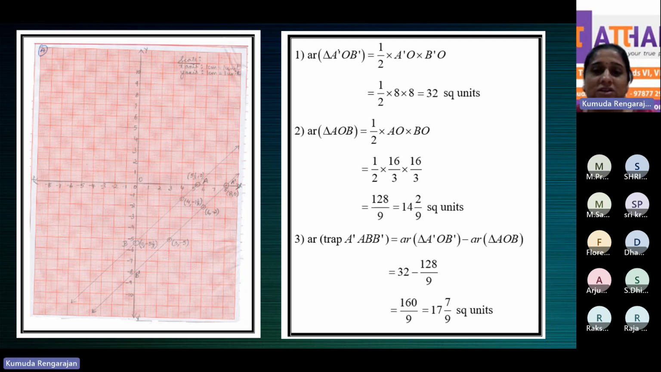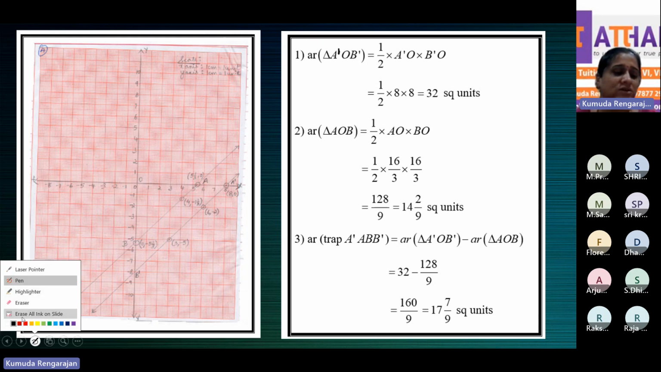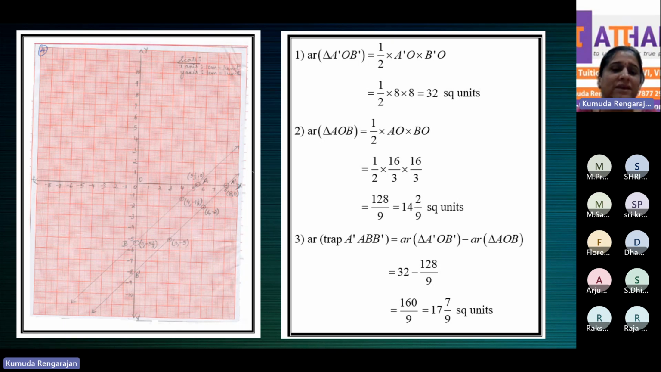This is A dash, children. It's not that you should call it A dash, you can call it A, B, C, D. Don't think they should be called A dash and all that. I've just called the lines A, B and A dash, B dash. See, this one is A, B, and this one is A dash, B dash. So you can just mark A, B here and C, D here.